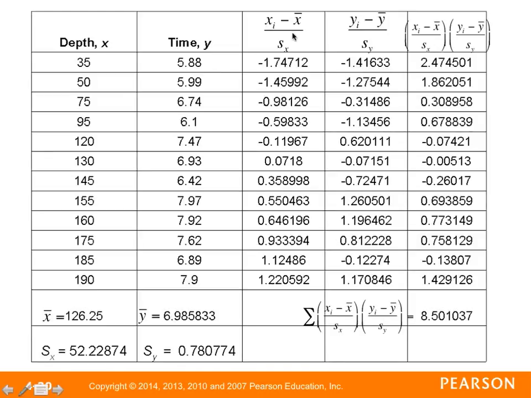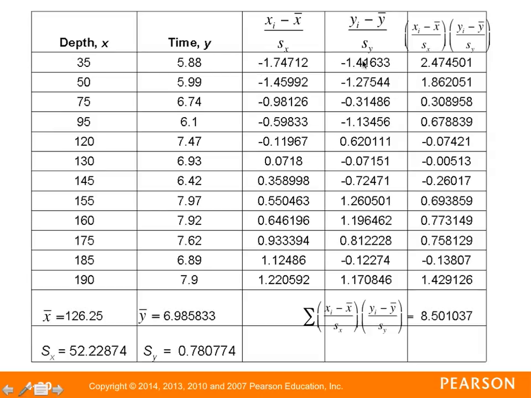But if you want to do this by hand, what you do is you take your xi minus your x bar. The first thing you would have to do is calculate x bar and s of x, to get your sample mean for your depth and your sample standard deviation, and then you'd have to do the same thing for y's. For the very first value, you'd take your 35, subtract your 126.25, and then divide by the standard deviation of 52.22874, and you would get negative 1.74712.